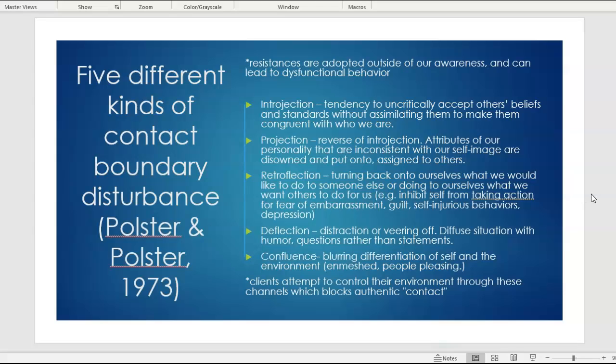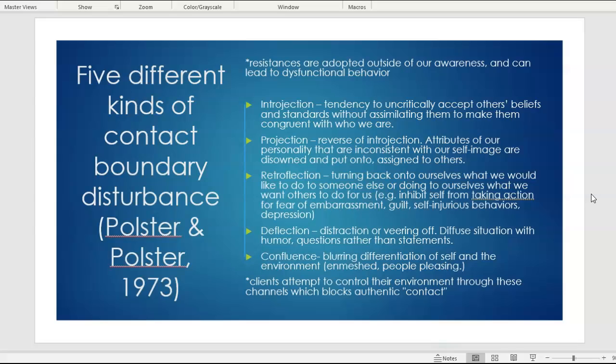Introjection: the tendency to uncritically accept others' beliefs and standards without assimilating them to make them congruent with who we are. So you're accepting others and just taking that in for yourself. This happens to a lot of people that I come in contact with. They don't know who they are, or they don't feel strong enough in who they are, or authentic enough to figure out who they are in their own view. And that is a developmental process too. I'd say over the lifetime, that does change for us as we get older.